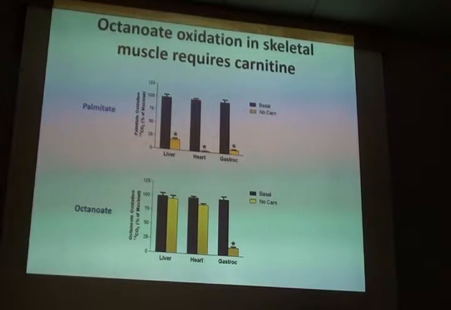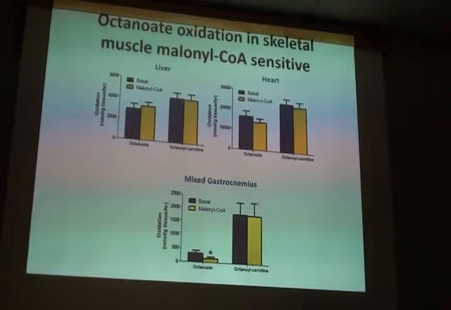The models have been established for the last 40 or 50 years. We expected that when using octanoate, it wouldn't have an effect because it's supposed to enter the mitochondria independent of carnitine. That's what we do see with the liver and the heart, but it's obviously not what we see when we look at skeletal muscle. So naturally, since we were just trying to make sure that our model system was working, we thought, okay, maybe we did something wrong with the skeletal muscle, so we tested it a little bit differently.